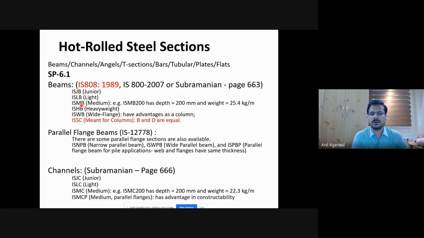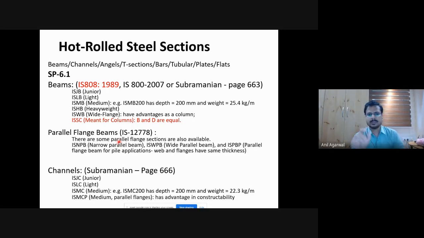ISMB sections, we saw, had a ratio of approximately 1:2. ISWB have a slightly higher B by D ratio. And ISSC almost have equal B and D values. So both of these, ISWB and ISSC, can be very easily used as columns. In addition to these, there is also a completely different category of parallel flange beams.